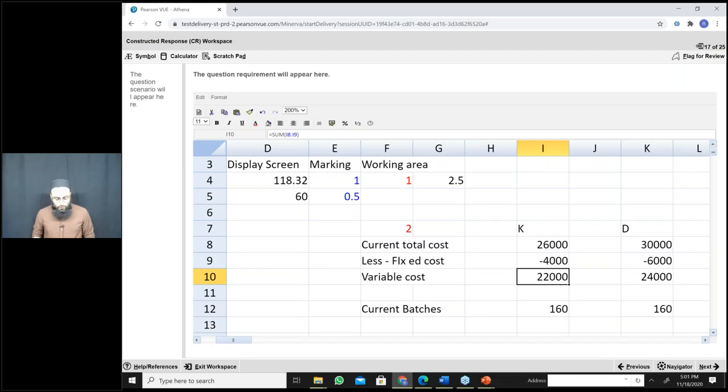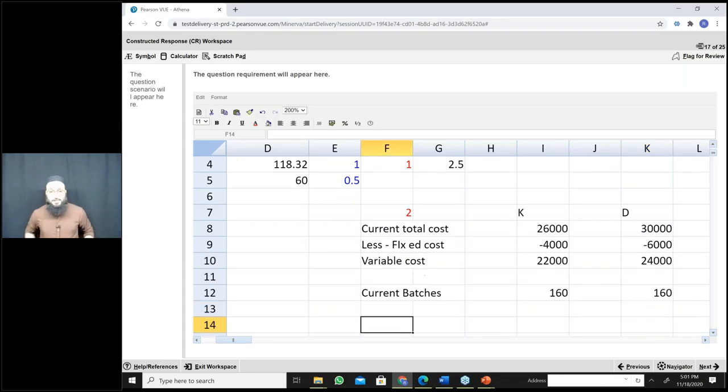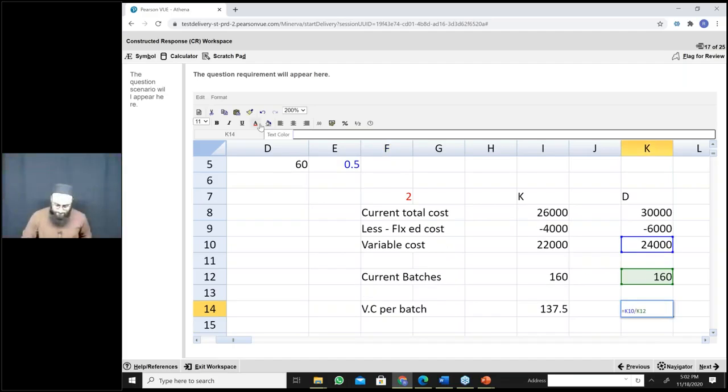Variable cost is dependent on number of batches here. So let's calculate variable cost per batch. How to calculate this? Simple. 22,000 the variable cost that relates to 160 batches. The cost is 137.50 for the same batch.